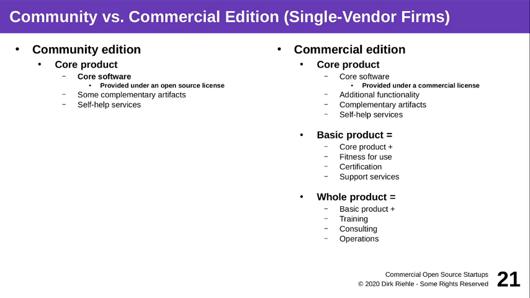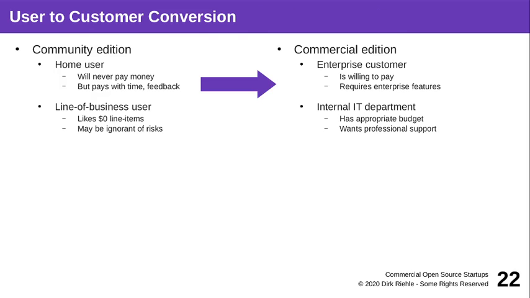So the core product could provide in the commercial edition additional functionality, important artifacts, important code that the open source version or the community edition does not provide. And then it's just business as usual. So the basic product is that core product with possibly some fitness for use guarantees, certification guarantees on some hardware or some processes, and the whole shebang, training, consulting, and of course operations, meaning the cloud service.